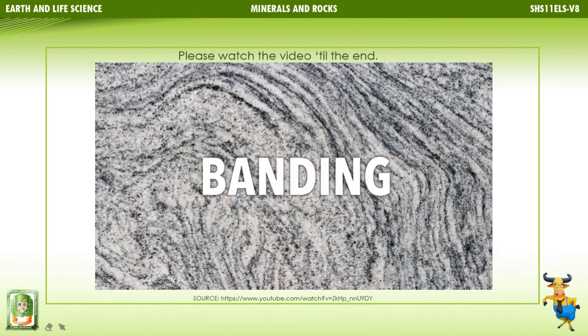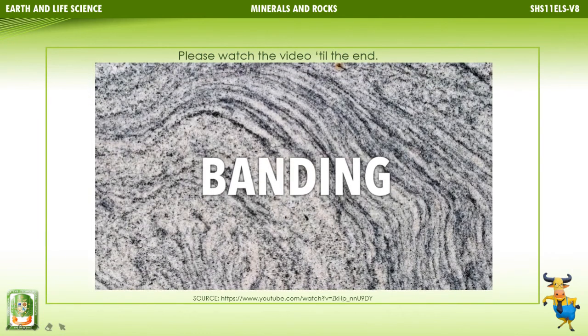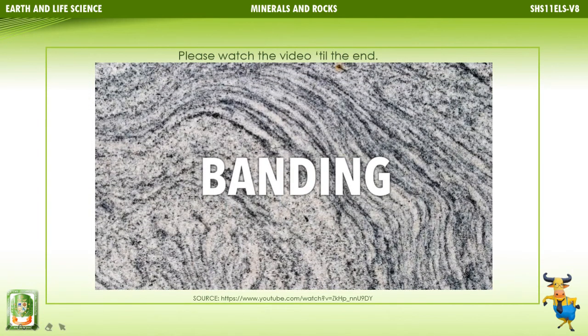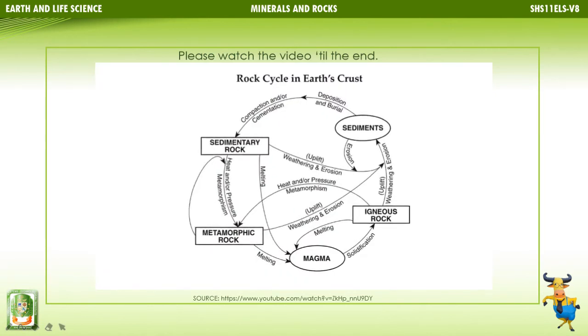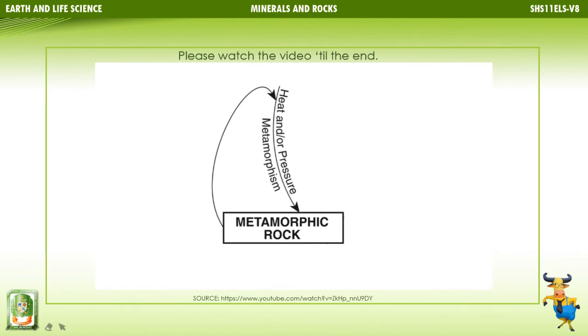So those are our metamorphic rocks. Keep in mind that the key characteristic to look for with metamorphic rocks is banding. You will not see banding in any other type of rock other than metamorphic. Again, let's look at the rock cycle in the Earth's crust, and you'll notice that it clearly shows that metamorphic rocks are formed from intense heat and or pressure.